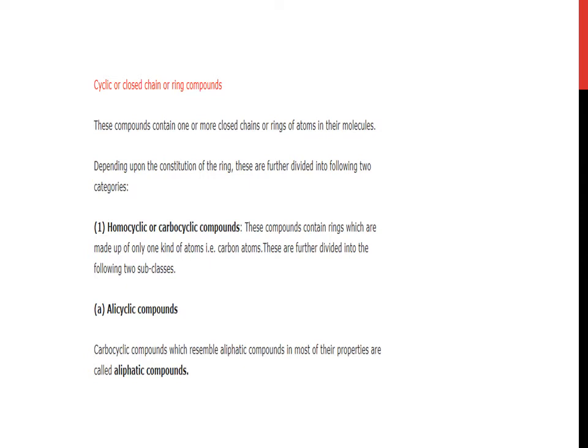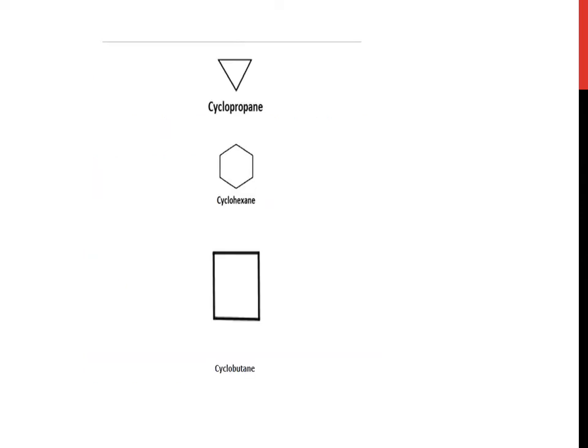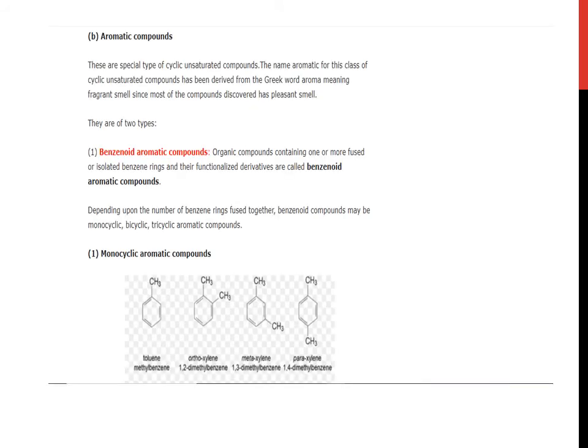First point, alicyclic compounds. Carbocyclic compounds which resemble aliphatic compounds in most of their properties are called alicyclic compounds. For example, closed structures of cyclopropane, cyclohexane, cyclobutane.